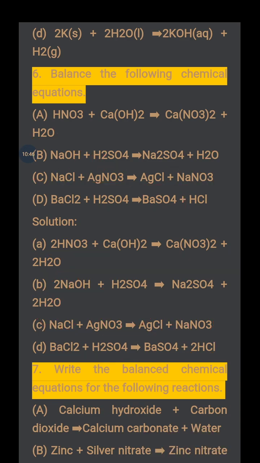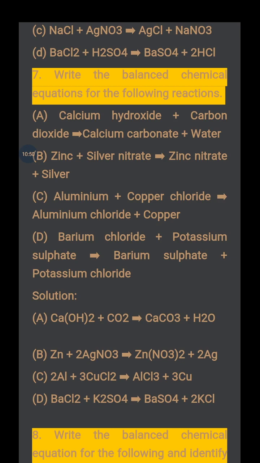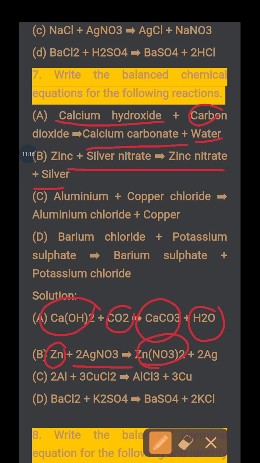Now come to the other question. Write the balanced chemical equation for the following reactions. We have to write the equation first and then balance. Calcium hydroxide plus carbon dioxide: calcium hydroxide, that is Ca(OH)2, plus carbon dioxide, that is CO2, gives calcium carbonate, CaCO3, and water, H2O. Another, zinc plus silver nitrate. Zinc is Zn, silver nitrate is AgNO3. Zinc nitrate, that is Zn(NO3)2, and silver, that is 2Ag.